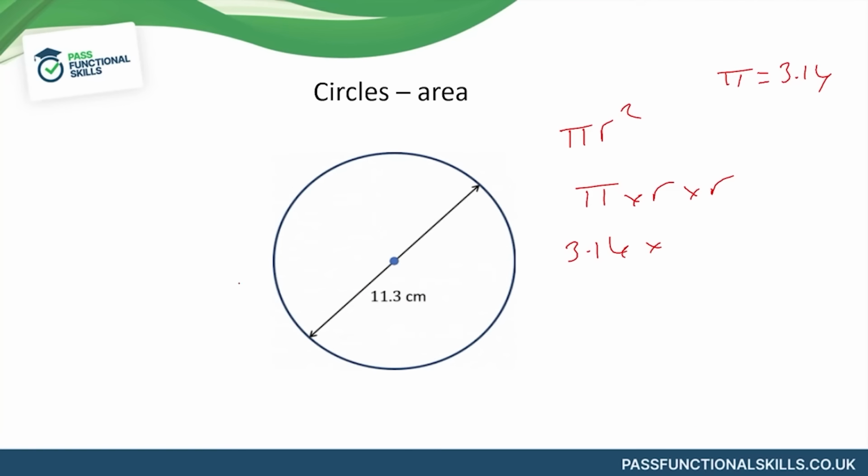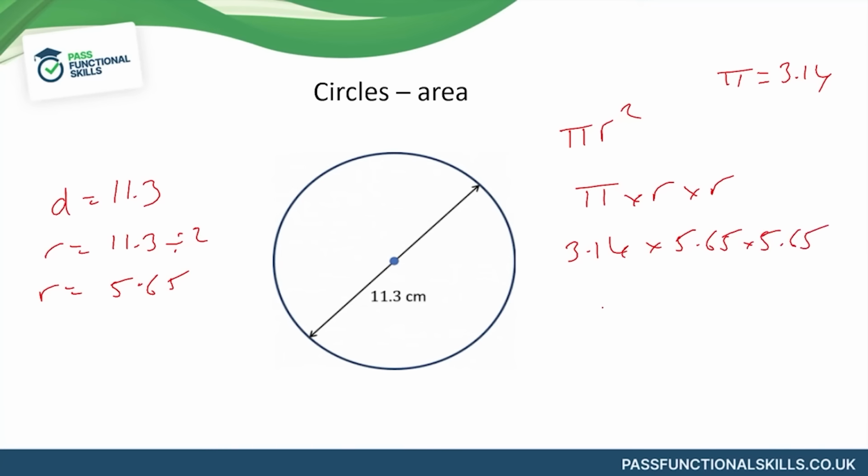The radius is half of 11.3. The diameter is 11.3, so therefore the radius is 11.3 divided by 2, and 11.3 divided by 2 is 5.65. So this is the calculation: 3.14 times 5.65 times 5.65, and 3.14 times 5.65 squared comes to 100.23665, and again that would be square centimetres.